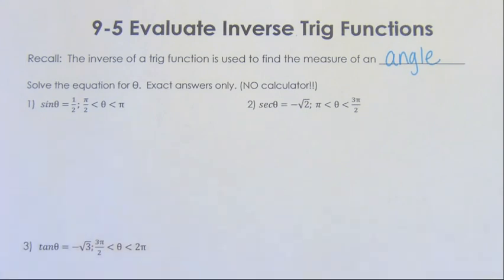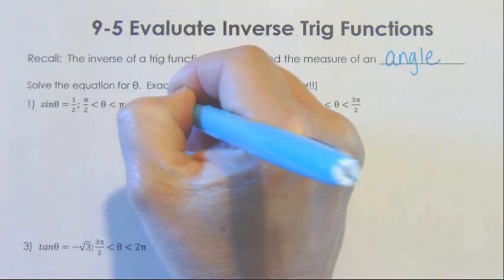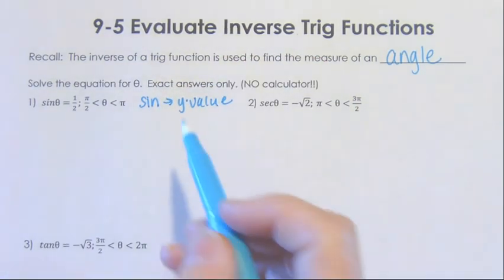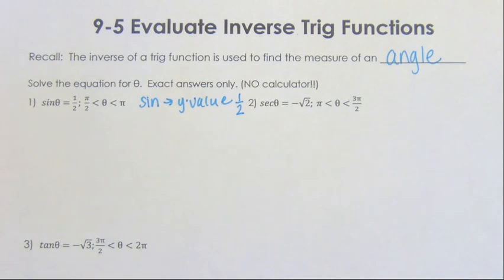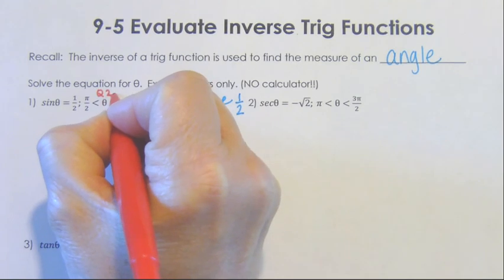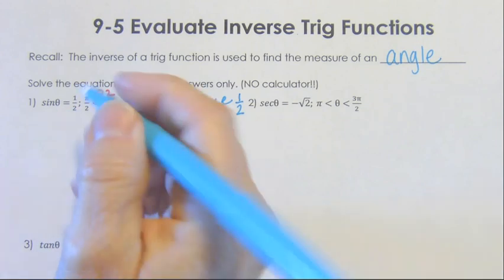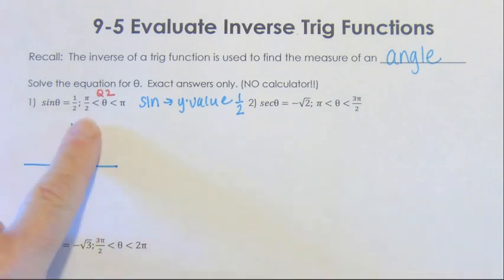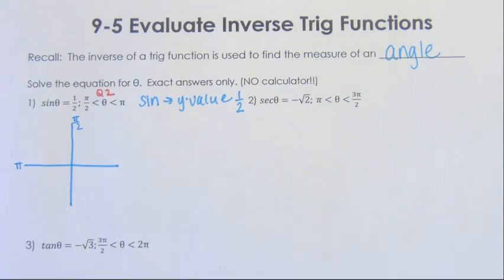We have sine theta is equal to 1/2. Now, remember that sine stands for the y value, and the y value that we want is 1/2. So this is also telling us we're looking at quadrant 2 for this problem. So what I'm going to do first is graph my angle. And since it's telling me I'm between pi over 2 and pi, that's what's telling me that I'm in that second quadrant.